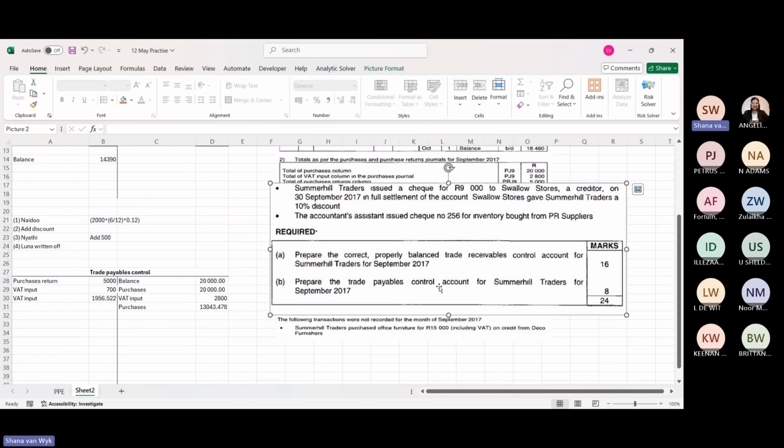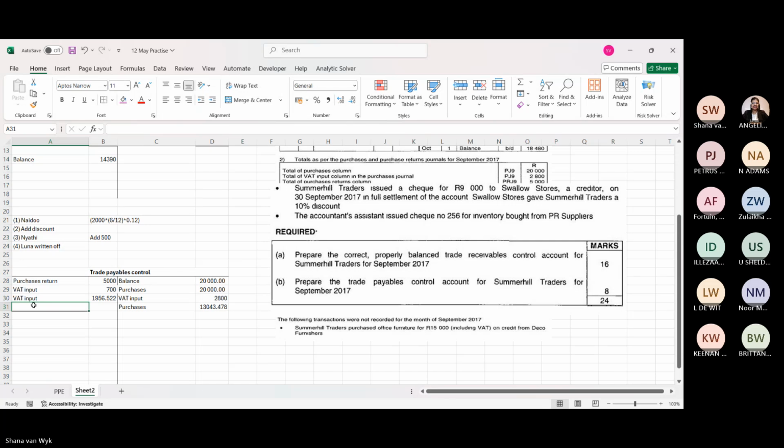Now, what now? Oh, Summer Traders issues the check to a creditor in full settlement of our account. They gave us discount. Okay. Debit, credit, debit. Okay, so we're gonna say here bank.